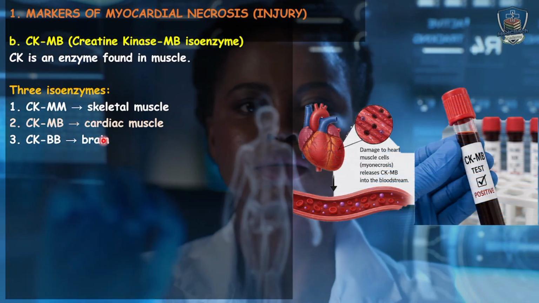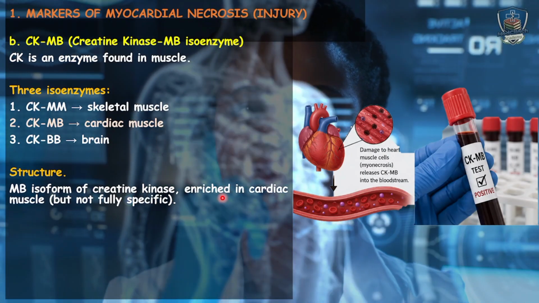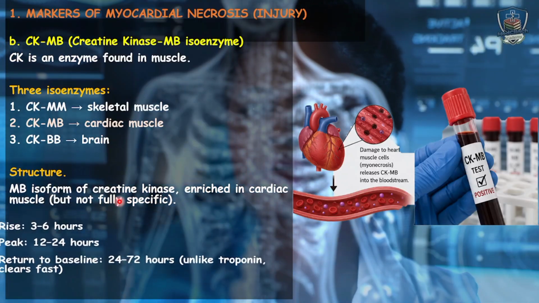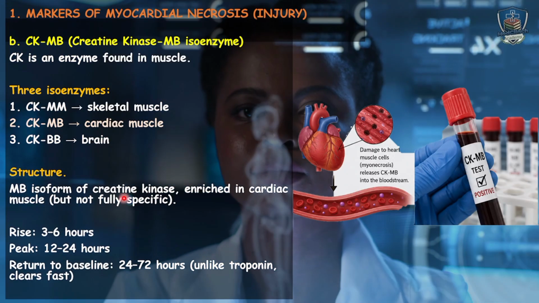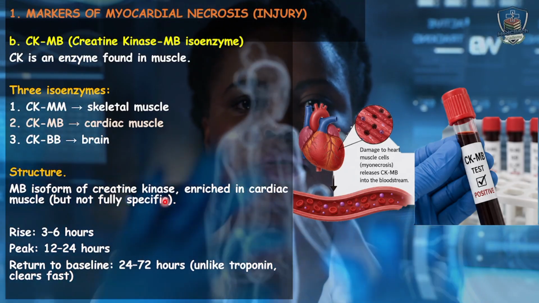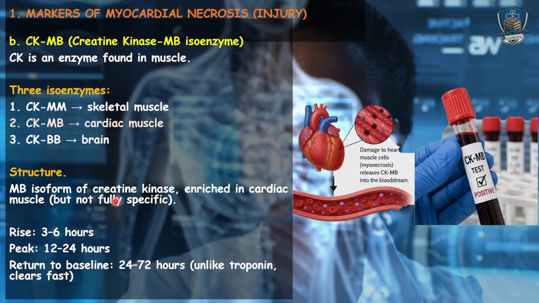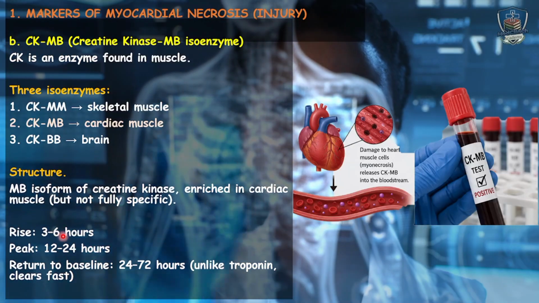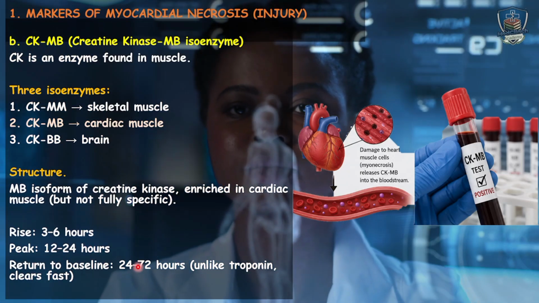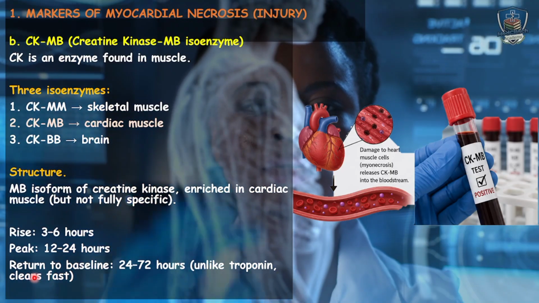So in terms of structure, the myocardial band isoform of creatine kinase is enriched in cardiac muscle, but not fully specific. So that means despite it being specific to the cardiac muscle, you may see its elevation also when it comes to other muscle injuries. So it's good, yes, but it's not fully specific to the cardiac muscle. It may rise within 3 to 6 hours. It peaks between 12 to 24 hours, and it returns to baseline within 24 to 72 hours. Unlike troponin, this one tends to clear fast.